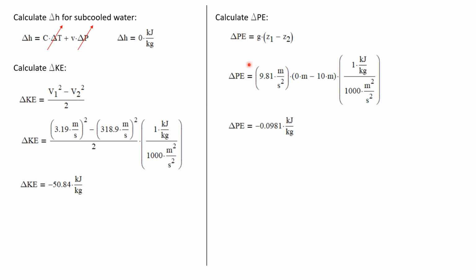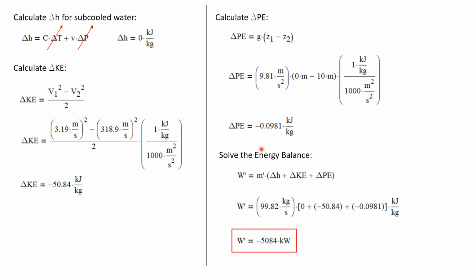Let's calculate the delta PE term. It's just the acceleration of gravity times Z2 minus Z1. We'll take g as 9.81 meters per second squared. Z1 is given as 0 meters, and the elevation at state 2 is 10 meters. And again, our conversion factor, and we get that the change in potential energy is 0.0981 kilojoules per kilogram.